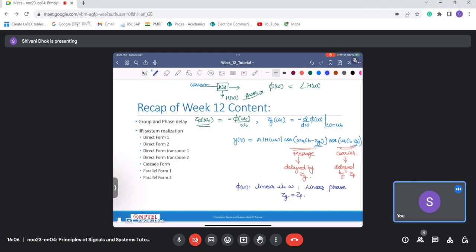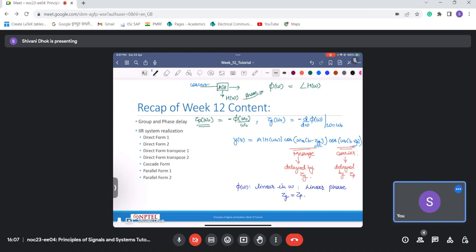So this was all that was covered for group and phase delay, and after that IIR system realization was covered. In that, different forms were covered which included direct form 1, direct form 2. These two are very similar, that is, direct form 2 is obtained from direct form 1 by just interchanging the order of the systems. Then there was direct form transpose 1 and direct form transpose 2. After that there was a cascade form, followed by parallel form 1 and parallel form 2.